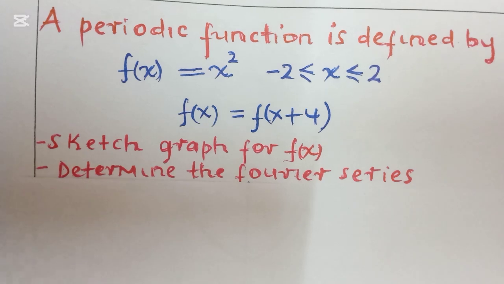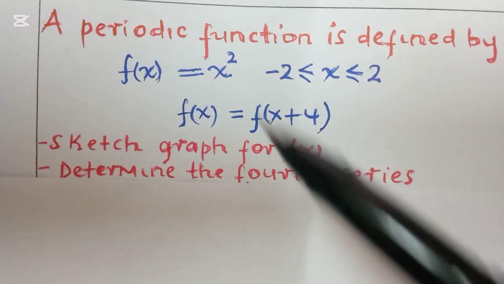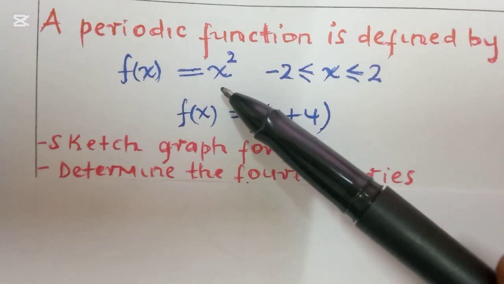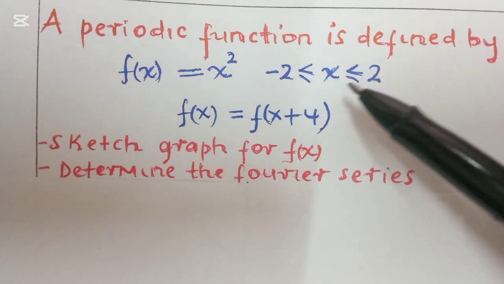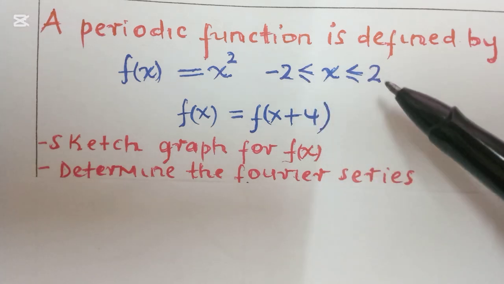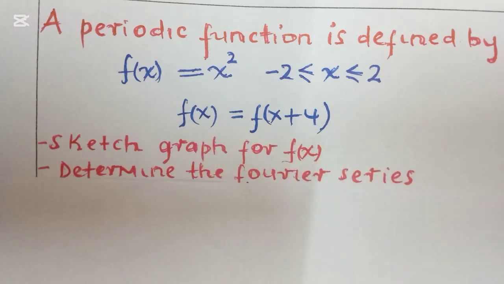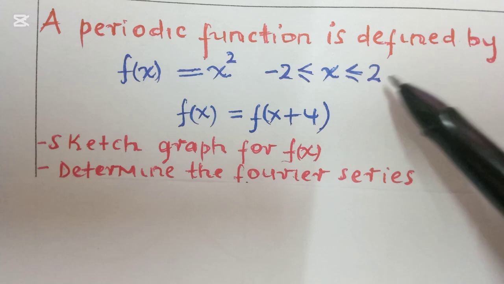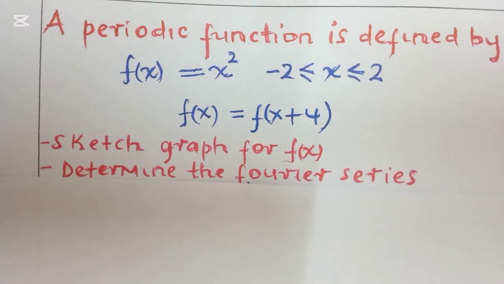Guys, let's look at this problem and read it first. A periodic function is defined by f(x) equals x squared from -2 to 2, that is, x is between -2 and 2. f(x) equals f(x + 4). So now guys, this is the period, from -2 to 2. Sketch the graph for f(x) and determine the Fourier series.